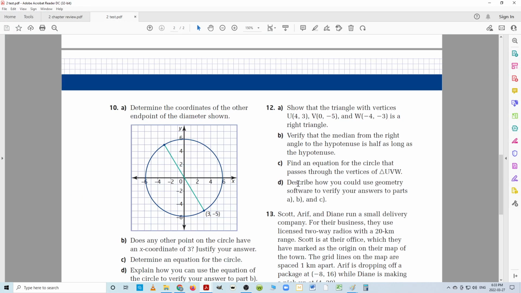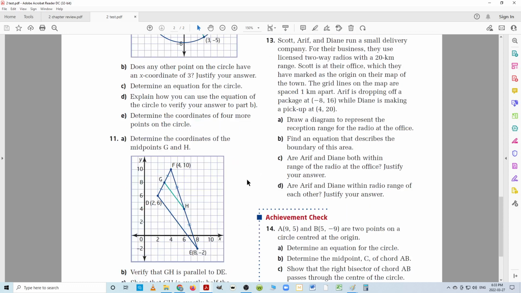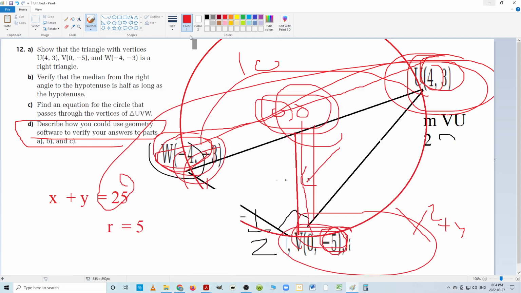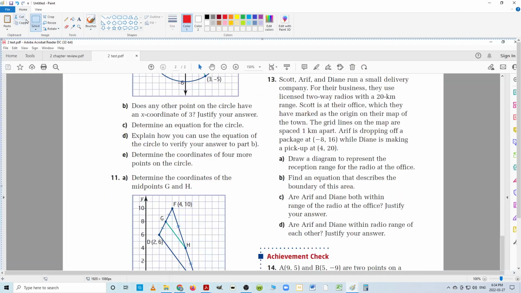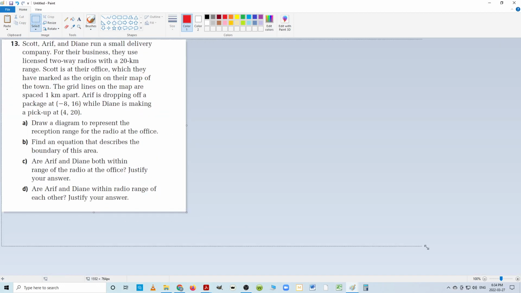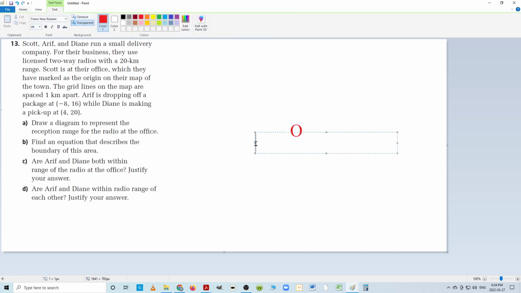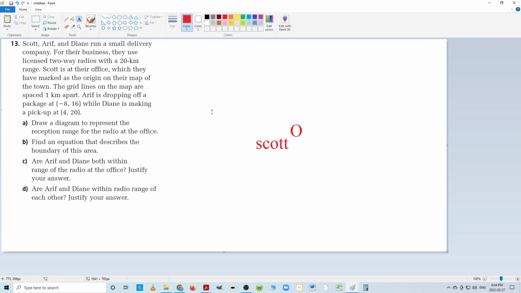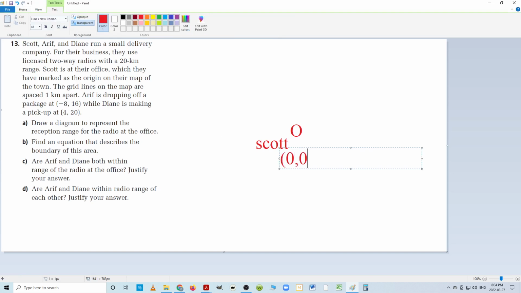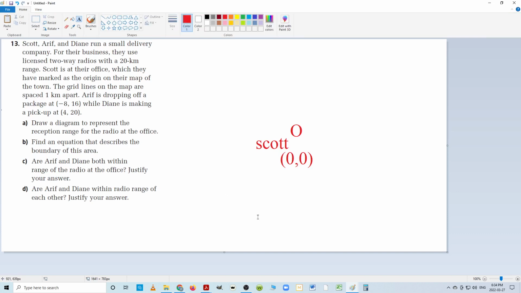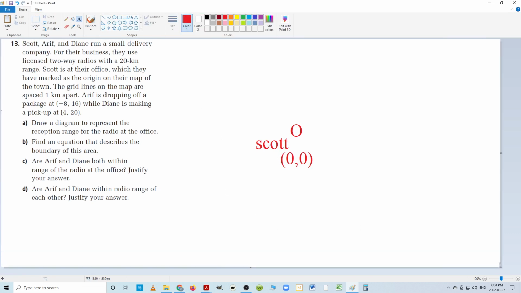12, that was 12. If I go to 13, Scott, oh, so then she's going to throw one of these on there. Scott, Arif, and Diane run a small delivery company. Let's just go through it. They use licensed two-way radios with a 20-kilometer range, so that's a hint. Scott is at their office, so let's just put office and Scott. Okay, which they have marked as the origin, so that's good to know. Office is at 0, 0. The grid lines on their map are spaced 1 kilometer apart, so your teacher's going to want units.